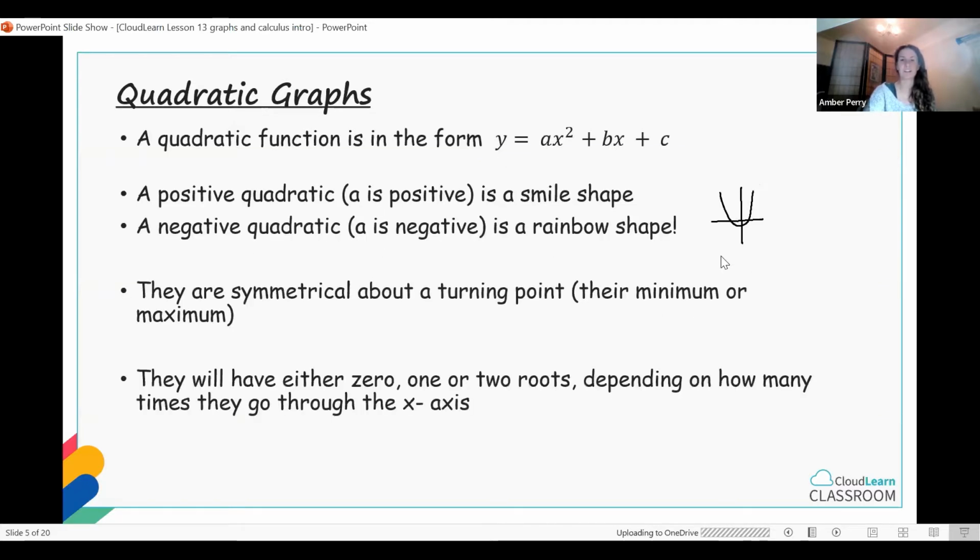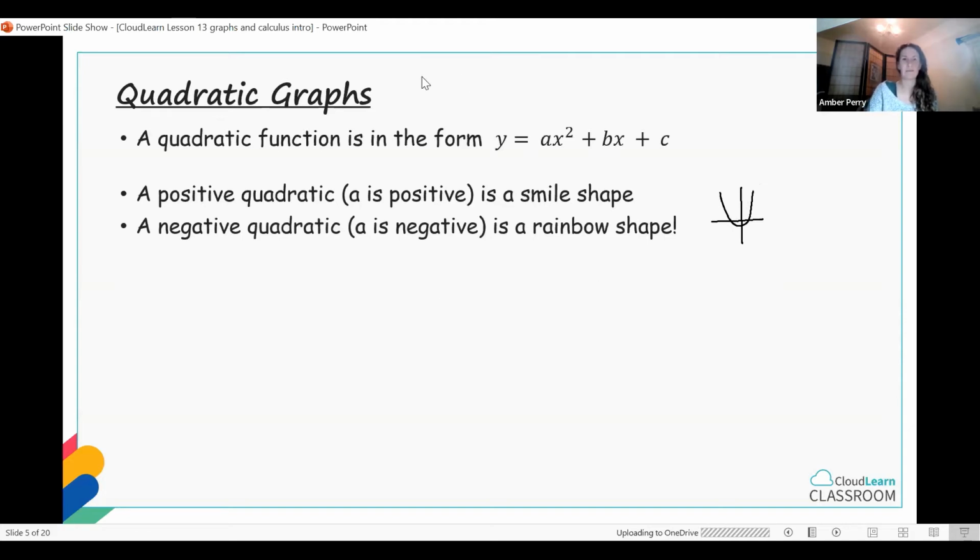I used to call it a frown shape, but I've decided to start calling it a rainbow instead. So it will be that shape. Okay. So those are the negative ones. Okay, so that's just a really important feature.